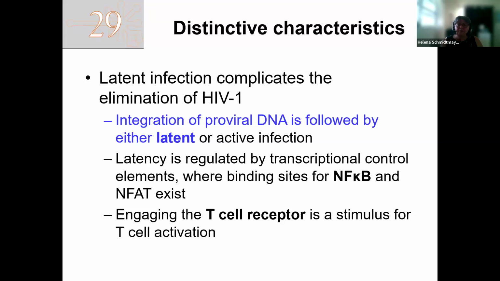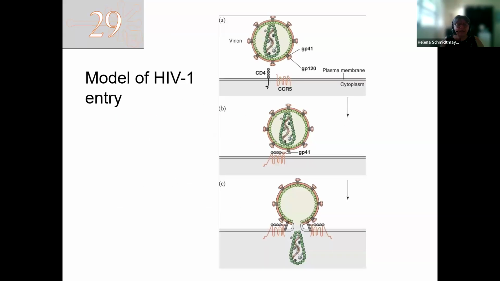Now, when these memory cells are reactivated, so they engage the T cell receptor and activation signals get into the cells, the cells start to proliferate, and the virus can start to transcribe and replicate. Let's now focus on viral entry and replication.